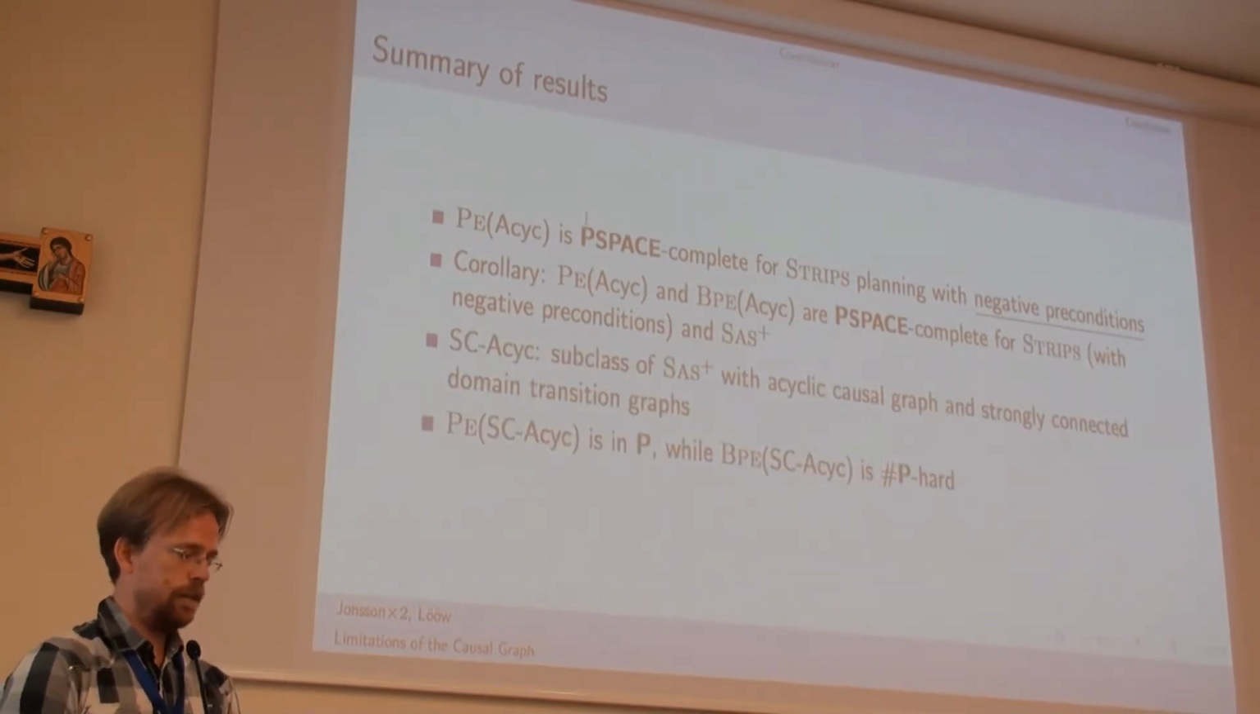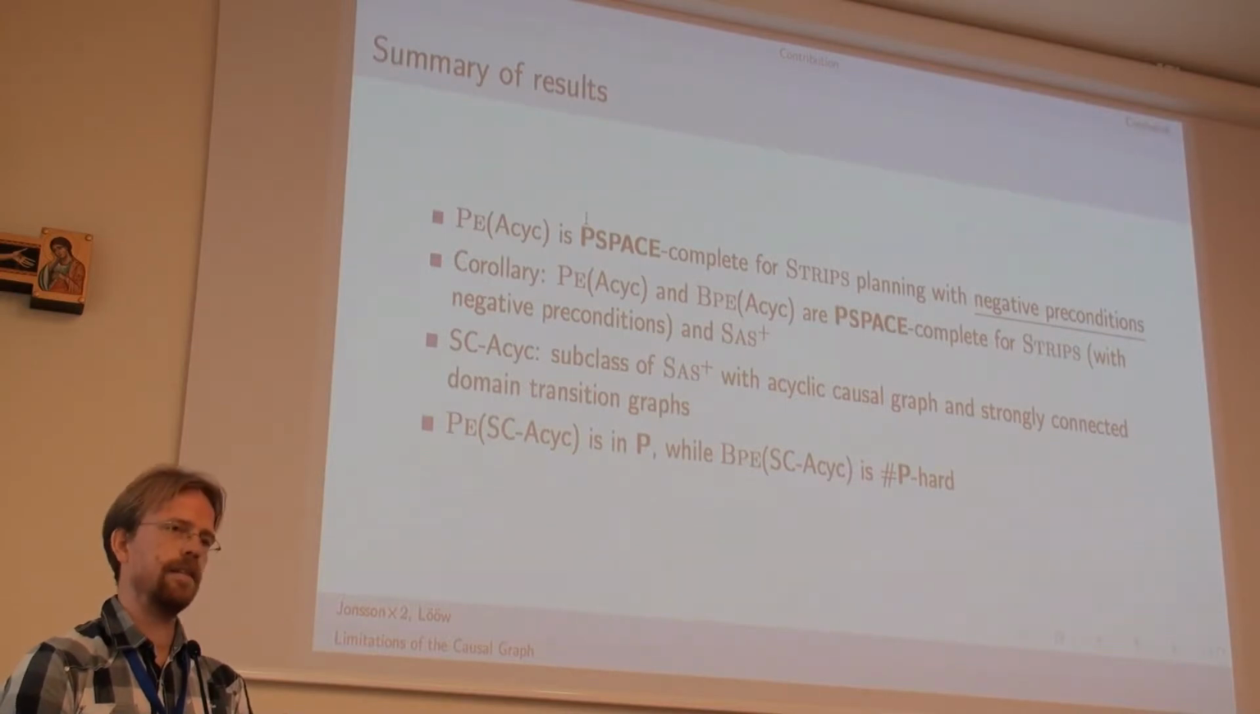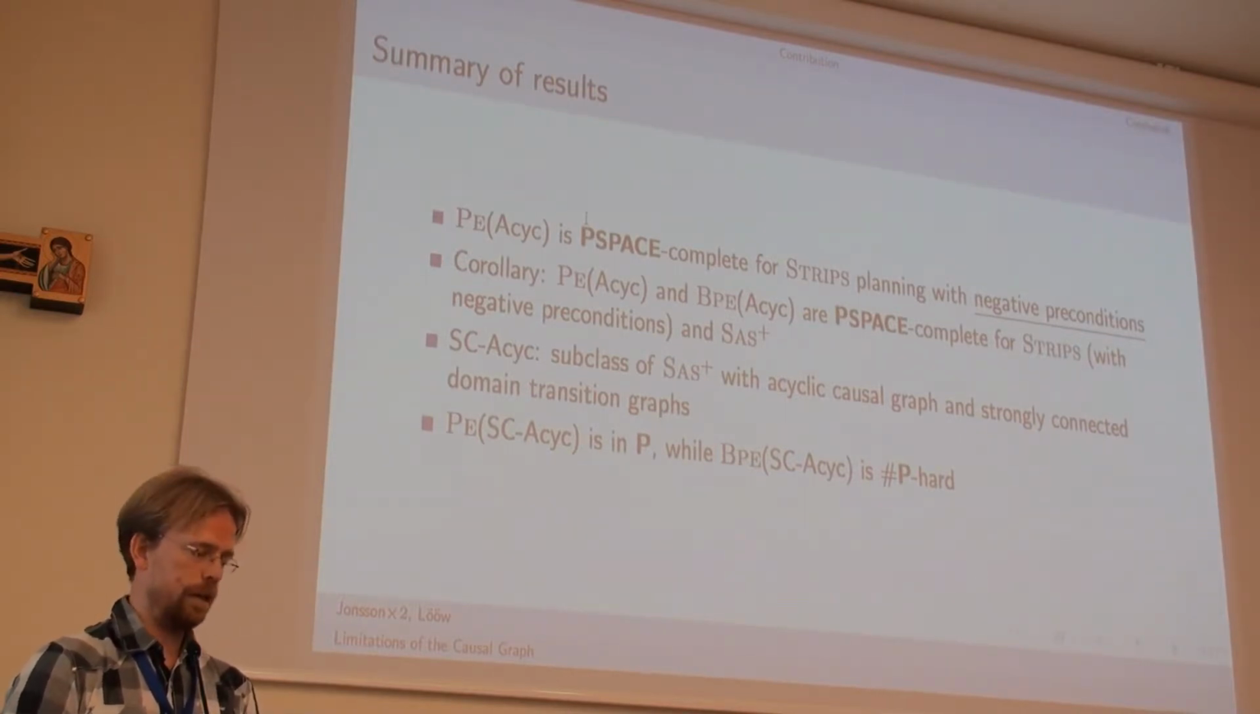We study a subclass of SAS+ planning with a cyclic causal graph and strongly connected domain transition graphs. And in this case, plan existence is easy. It can be done in polynomial time, while bounded plan existence is hard.